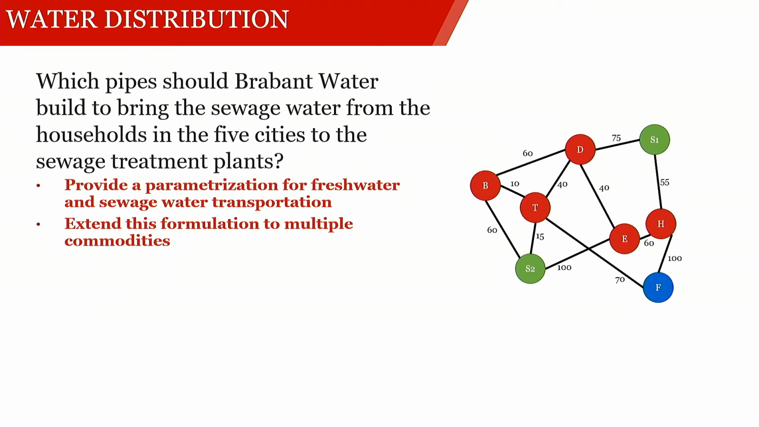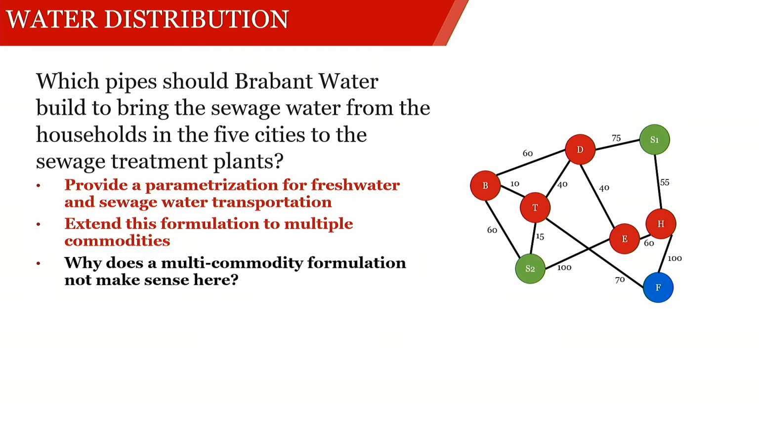Secondly, I would like you to extend the formulation that we saw on the previous slide to multiple commodities, i.e. that we're able to jointly transport fresh and sewage water. What I would like you to keep in mind is that this might not actually make sense. And this is a general thing. Even though we can formulate something, something still might not really make sense. And this is a very clear case of that. So what we're looking at next is why a multi-commodity formulation really doesn't make sense in this example.